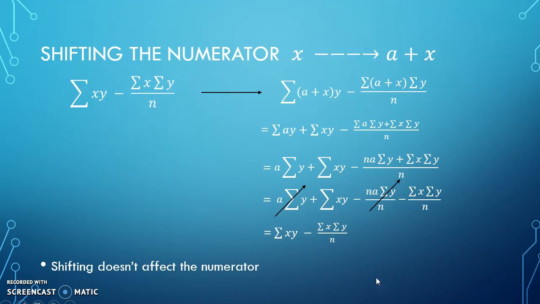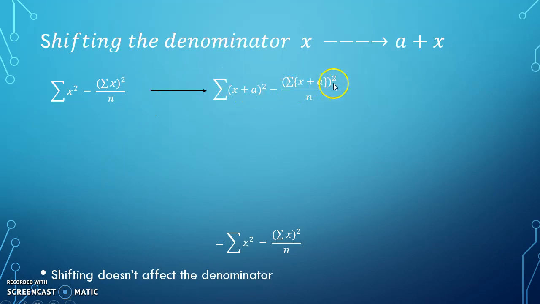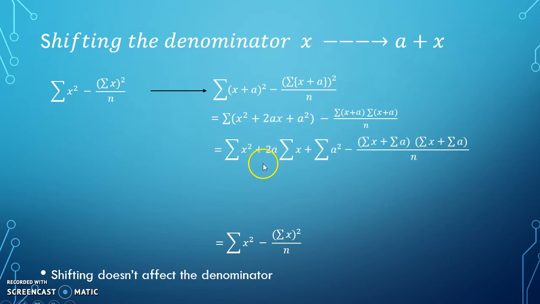Now let's take a look at what happened to the denominator. So if we shift the denominator by x plus a, we place the x as x plus a, open the bracket. Now here, when you're opening the bracket, you have to be very, very careful. And we break it up. Remember, a is a constant, we can put it outside. Here, summation a squared is here. This one, we bring in the summation first before we do anything.